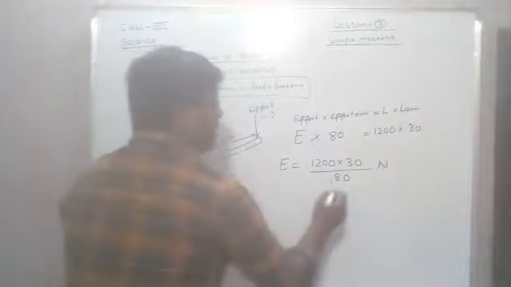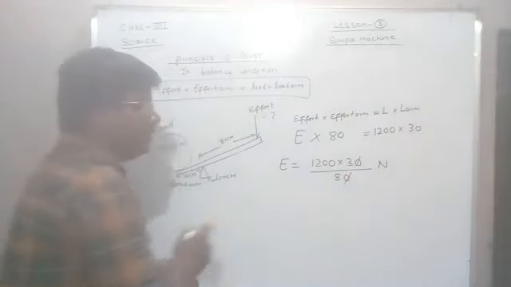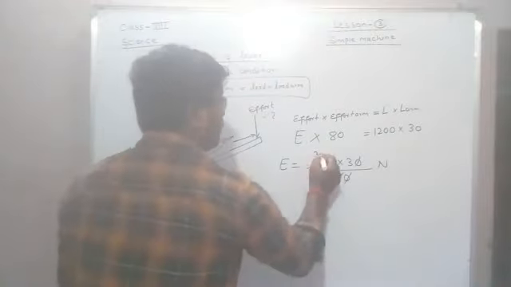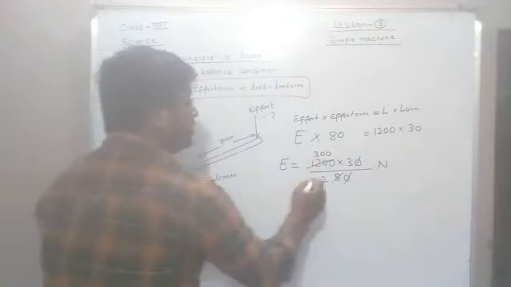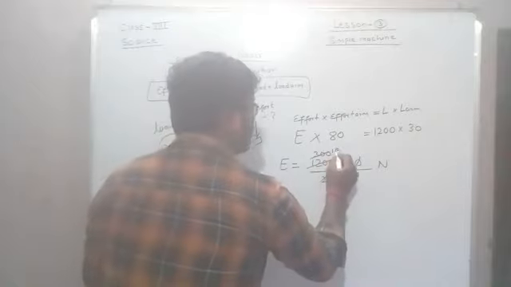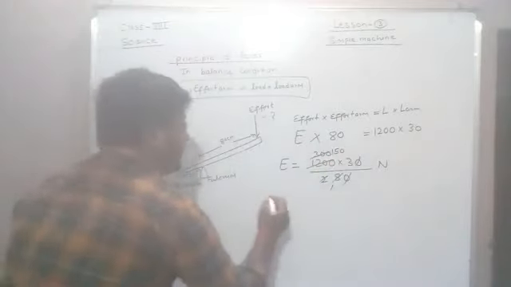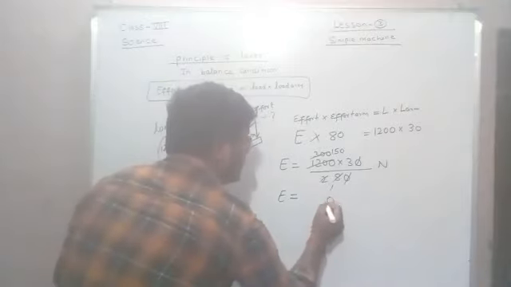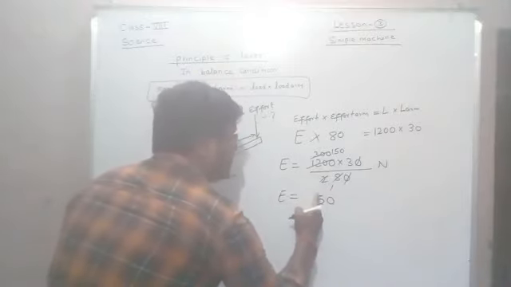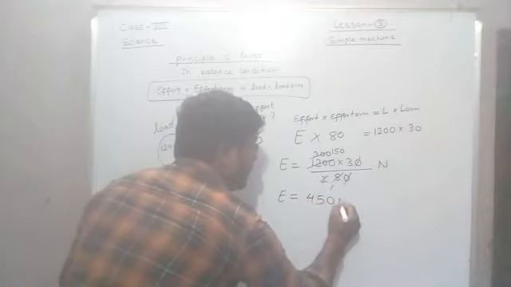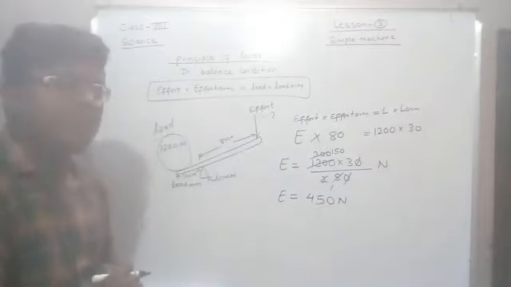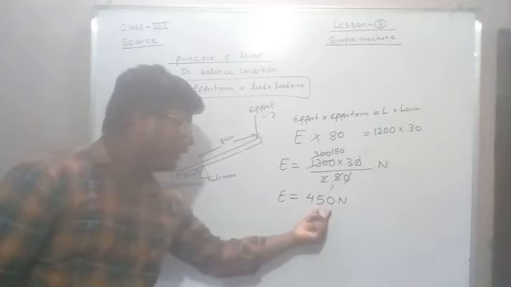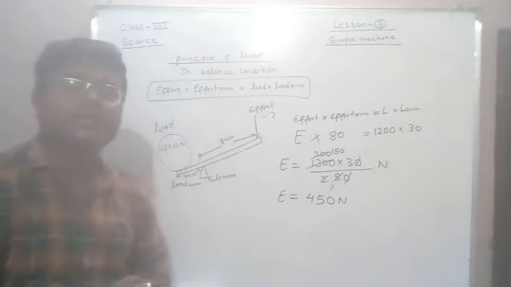Let's divide. Zeros cancel. 4 2s are 8, 4 3s are 12, and so on, which gives 150. Multiplying 150 into 3, we get 450 Newton. So the effort we have to apply is 450 Newton.